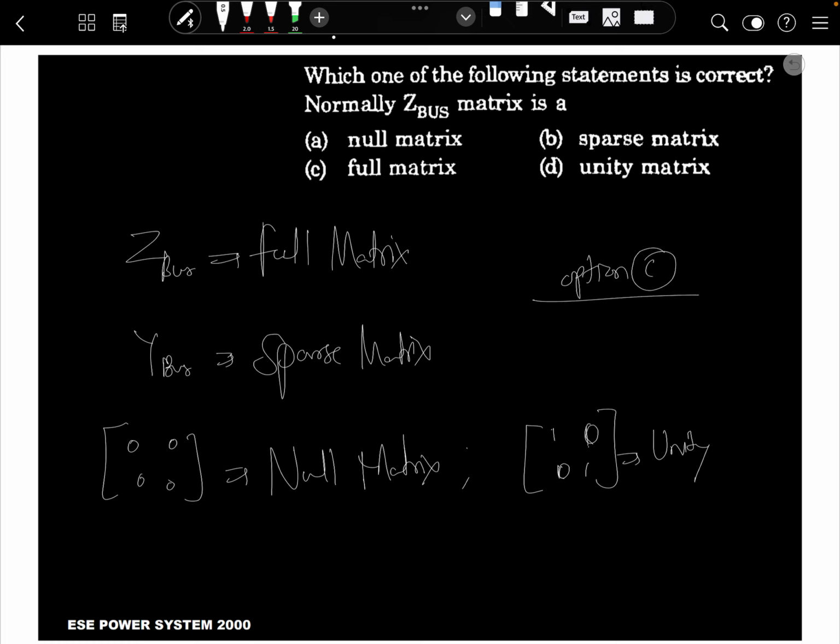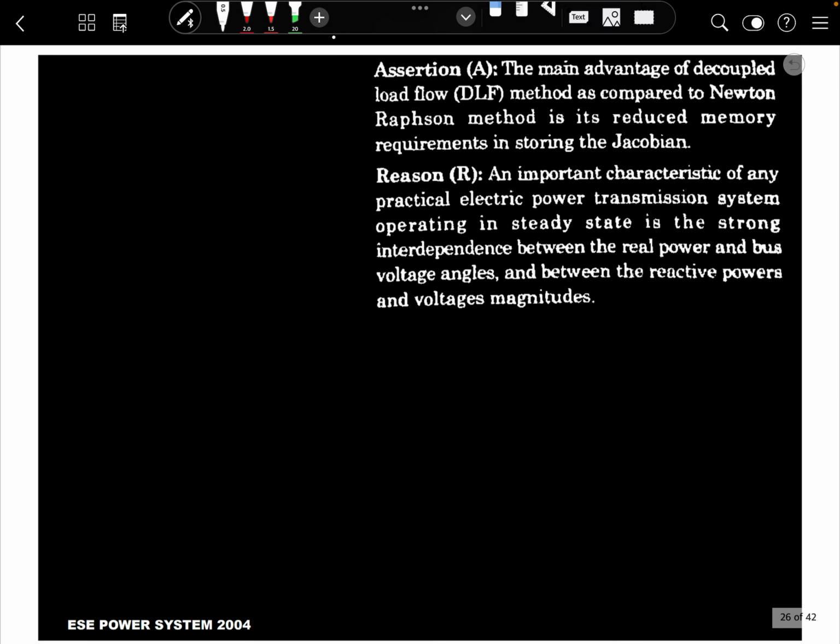Next, assertion and reason. The main advantage of the decoupled method compared to Newton-Raphson is to reduce the memory requirement in storing the Jacobian, and the given reason is that an important characteristic of a practical power transmission system operating in steady state is a strong interdependence of real power and voltage angle, and between reactive power and voltage magnitude.